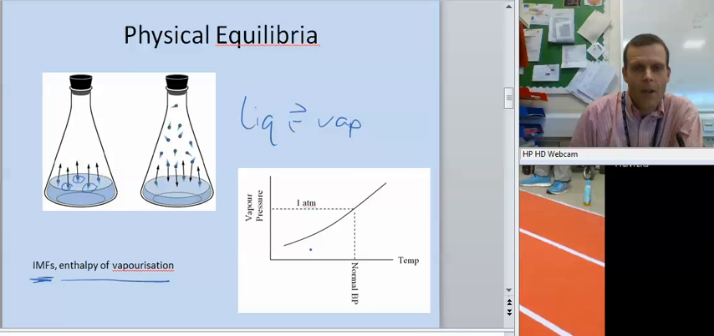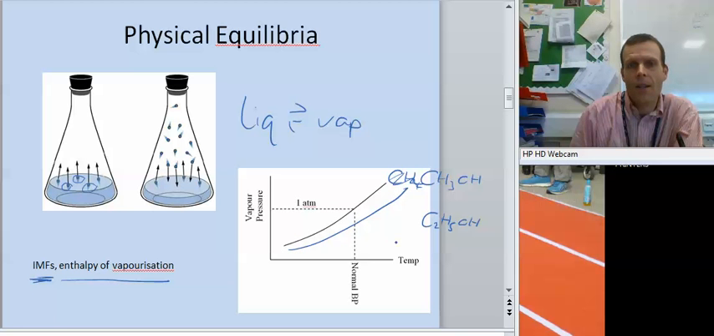So if we were to plot on here something that had stronger intermolecular forces, so let's say that this is, I don't know, methane, and let's say we're doing, that's not a very good example, let's choose methanol, it's a liquid, right? And then let's consider what the curve would look like if we had ethanol, which is a little bit bigger, which means it has slightly stronger intermolecular forces. What we'd find is that at any particular temperature, we're going to have slightly less vapor being produced because the particles are less likely to be escaping into that gas phase.